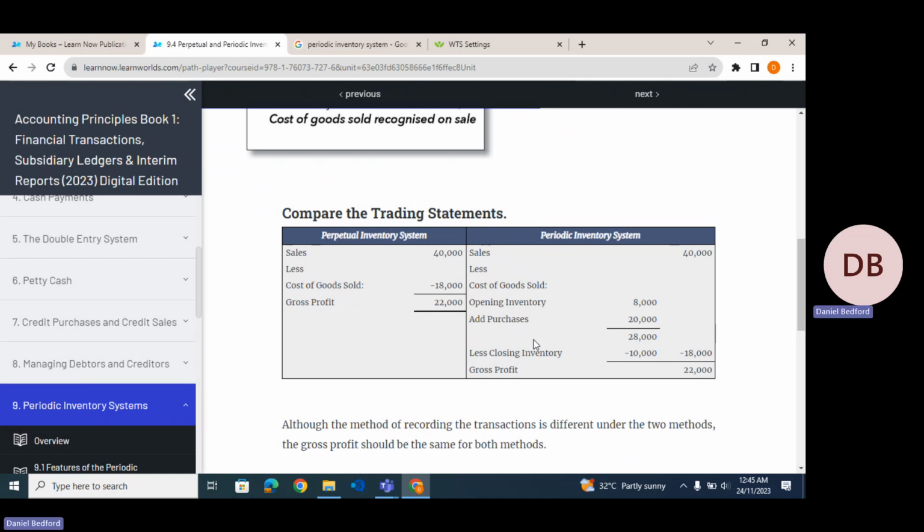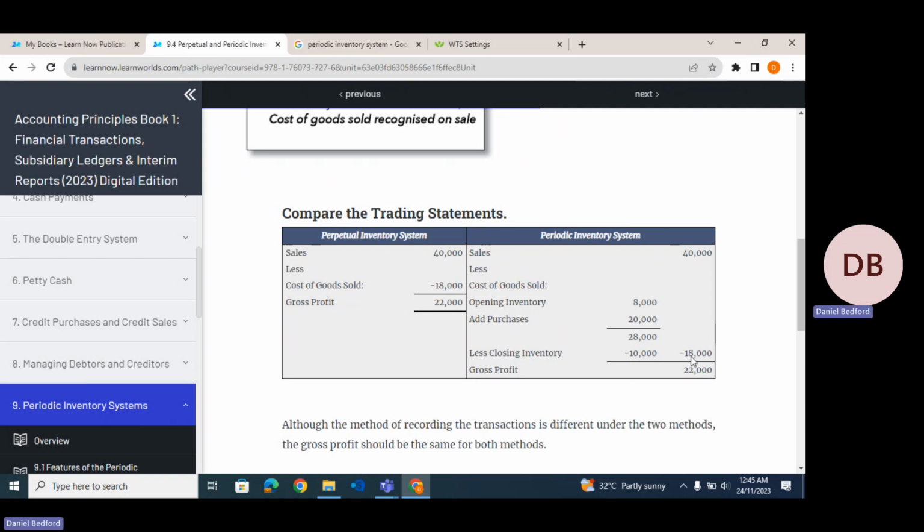But when I look at my closing inventory, when I've gone into my storeroom or my warehouse at the end of the month, I've only got 10,000 left. So that must mean that I sold $18,000 worth of products. Well, I'll rephrase that. $18,000 of cost of goods has been moved.